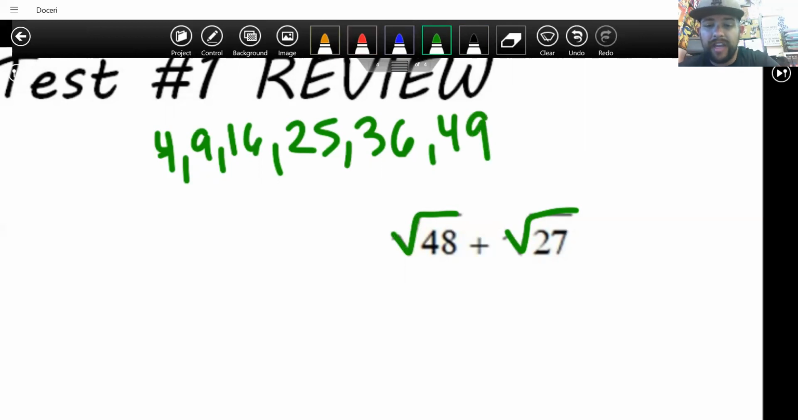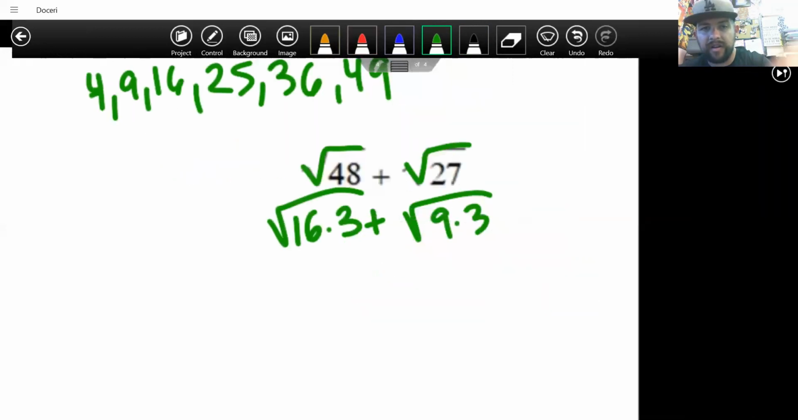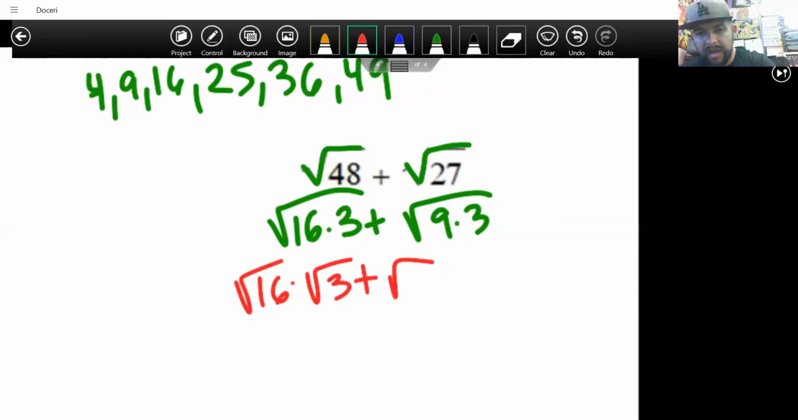How do I write 48 as a term of two values? I can use one of these values up here. I believe it's 48 and 3. So let's just do, let's see, 16 and 3 is one of them. The other one I think I know is 9 and 3. So we're going to be able to simplify this out one step further by splitting them apart. 16 root 3, root 9 times root 3.